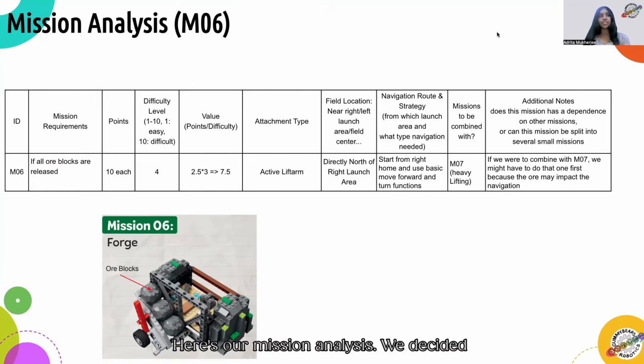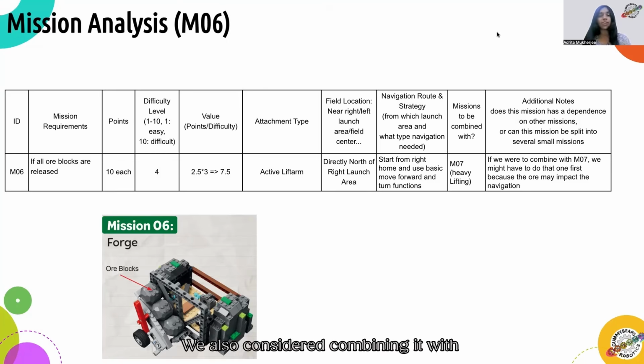Here's our mission analysis. We decided to use an active lift arm and start from the right home using basic move forward and turning functions. This is because this mission is directly north of the right launch area, so all we have to do is move forward and turn at about a 45-degree angle.